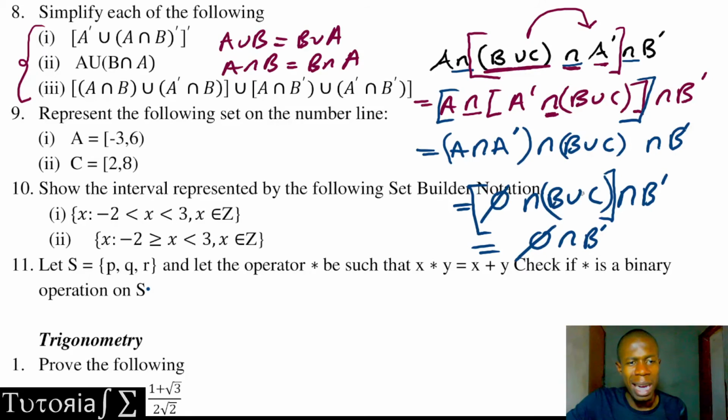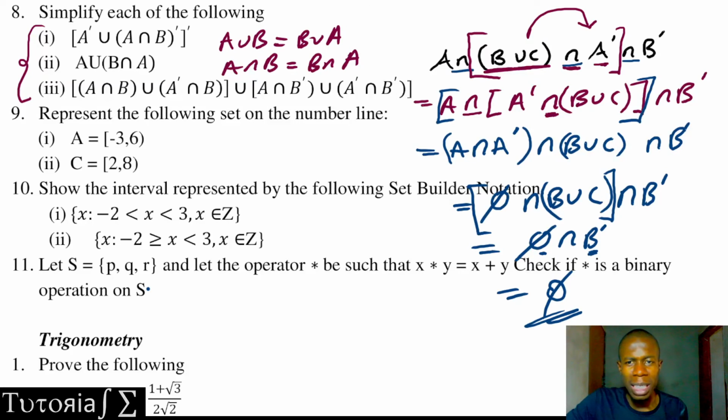Okay. Then again here, empty set intersection B complement. Every set has an empty set as a subset. So what is in common between B and an empty set will be an empty set. So that is how you were supposed to work out this question.